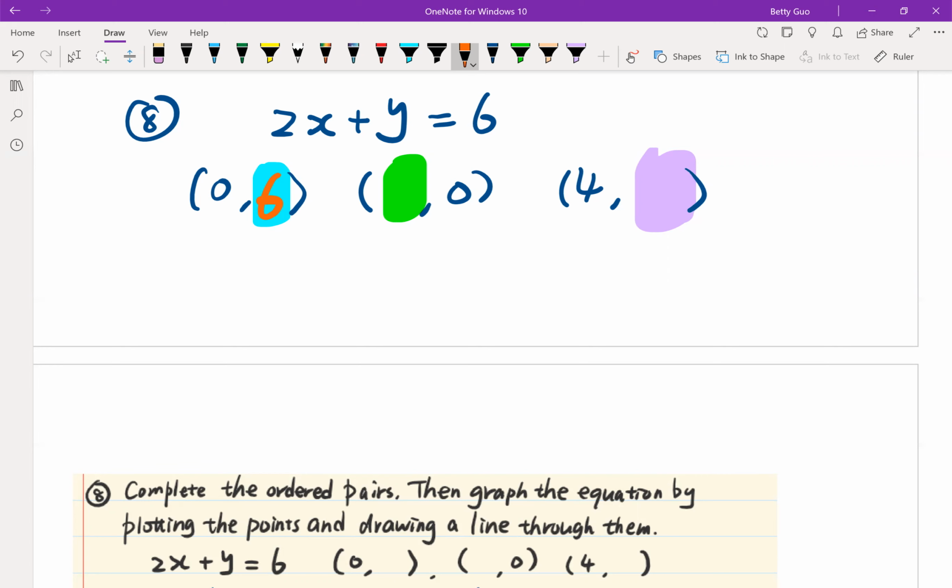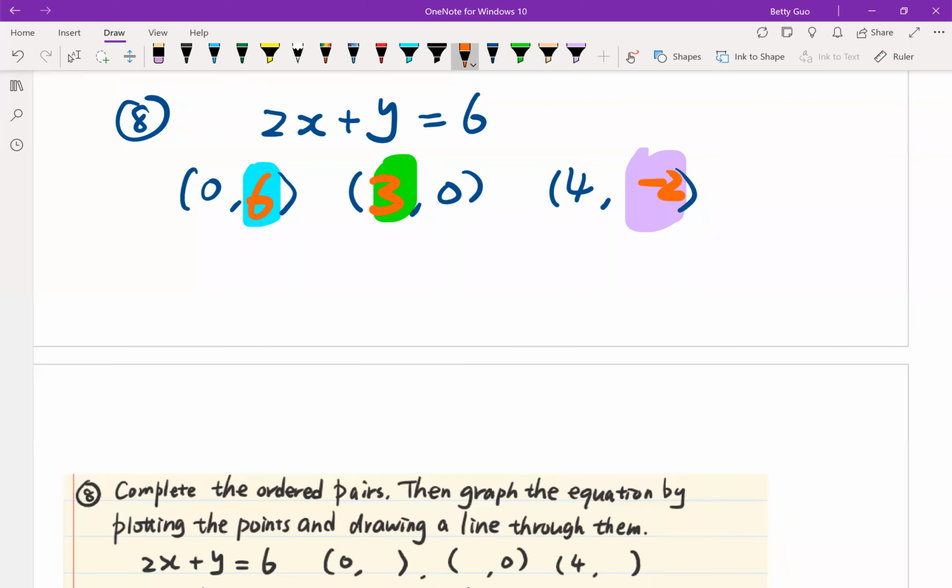Yeah, we probably need to hurry up in order to finish the review today. And what is x? 3, perfect. This, the purple, should we plug in x equals 4? Tell me what is y? -2, awesome. And then you plot those 3 points.